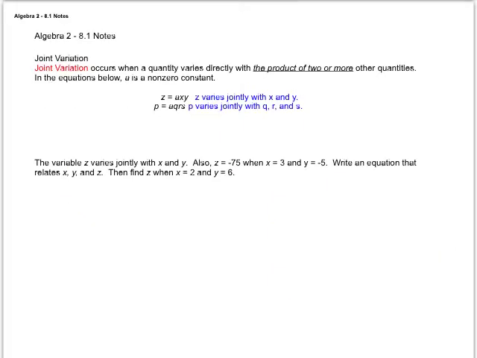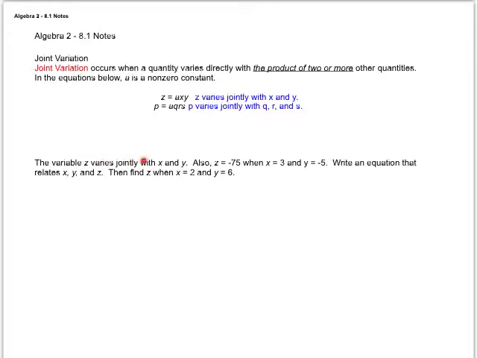Okay, so joint variation occurs when a quantity varies directly with the product of two or more other quantities. So joint variation can be challenging. In the equations below, A is a non-zero constant, so that A is still around. We have to know what A is, and it's at the front of both of these equations. But these show joint variation. Z varies jointly with X and Y. P varies jointly with Q, R, and S. Okay, so joint variation can be tricky, and it's going to take a little bit of practice to catch what the pattern is.